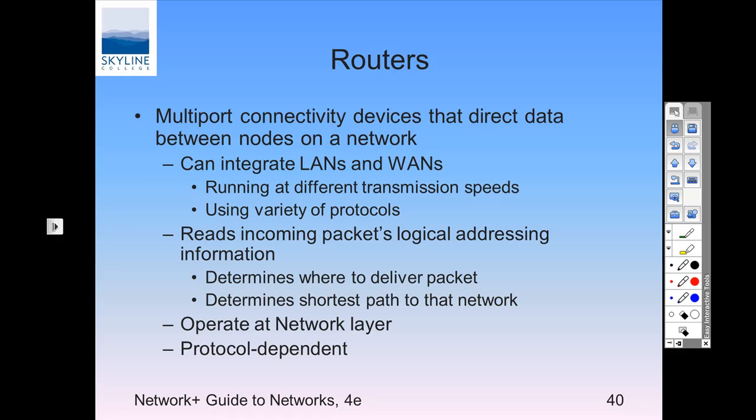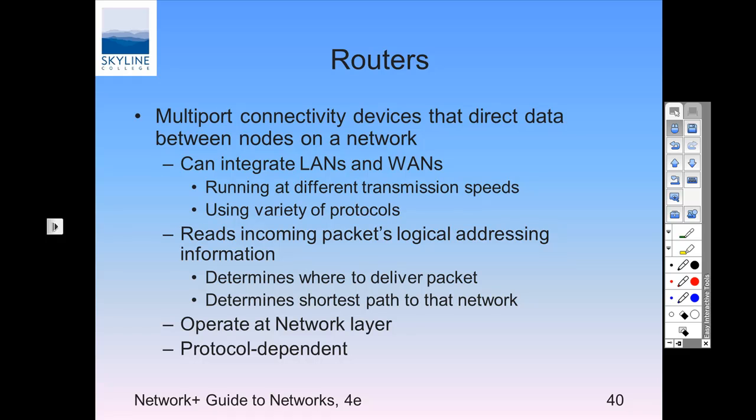Routers are layer 3 devices, IP devices. They can integrate LANs and WANs running at different transmission speeds. Routers can actually be protocol translators. You have one of those at home probably, don't you? Because your wireless device is a protocol translator. It translates 802.11 to 802.3. Routers can do the same thing.